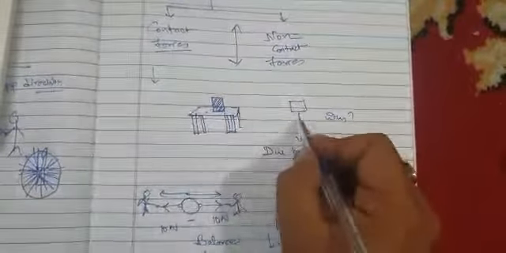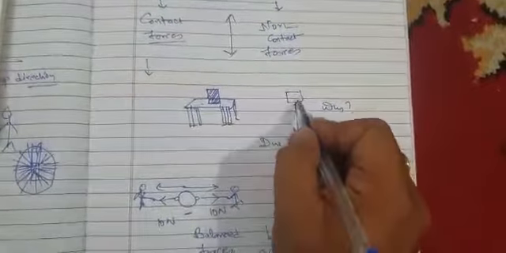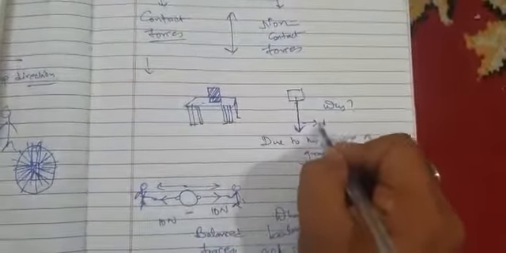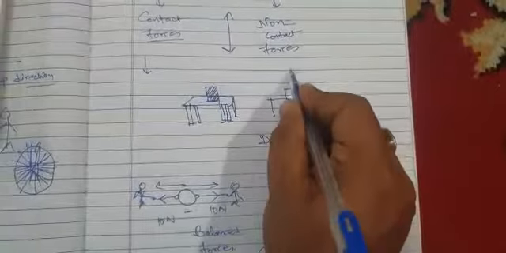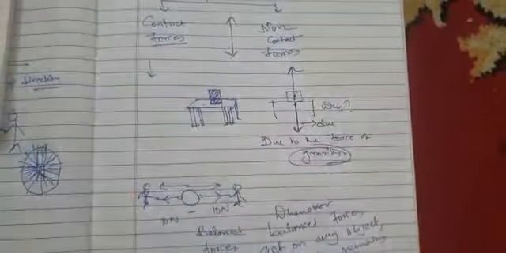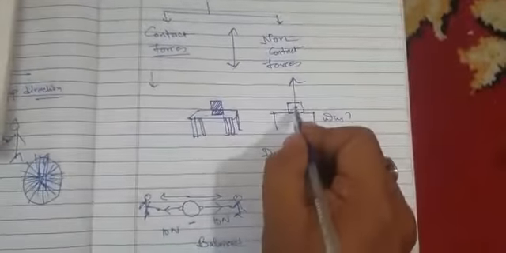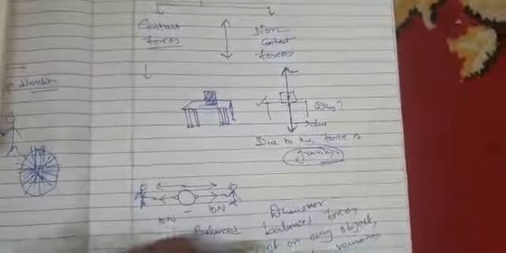Why? I will tell you. If the table wouldn't be there, the object would fall down due to the force of gravity. The table applies an equal and opposite force to the force of gravity, and hence the body stays there. Understood? Now this is a contact force, I can say that. And the force of gravity is a non-contact force.